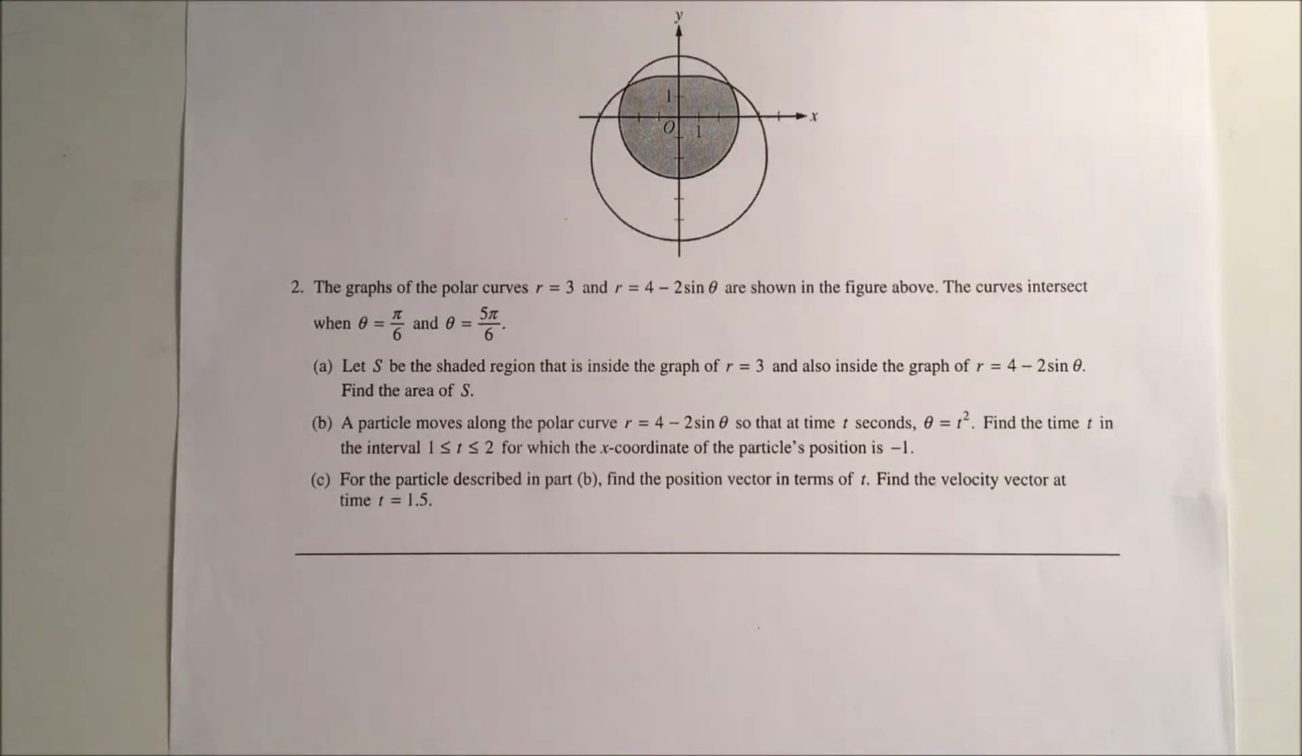Part B is slightly wordy, but to simplify it a little, the problem basically wants you to make a polar question transition into a vector question by setting theta to t squared. So in this problem, you want to find the time in which the x-coordinate of the particle's position is -1. You also need to notice that they want the time to be in the interval from 1 to 2.